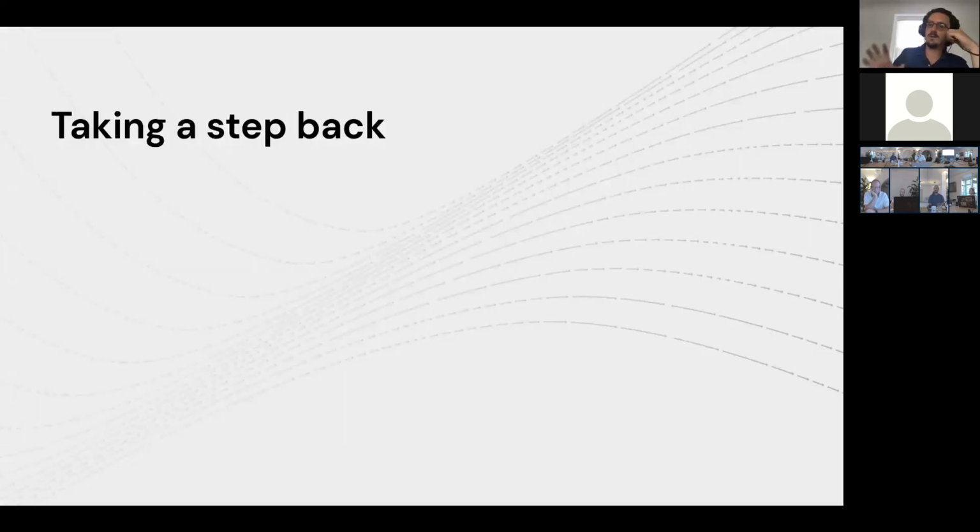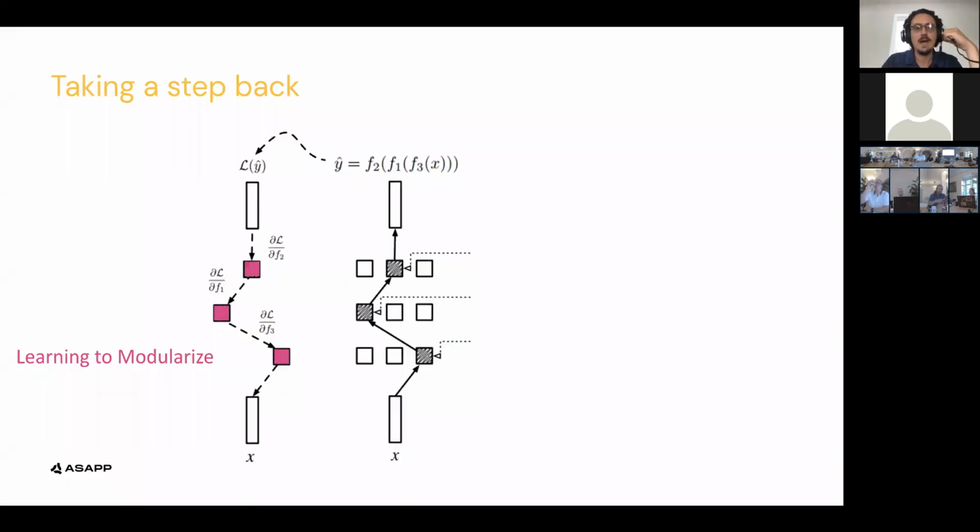And this is now the part, so until here it was mostly, and by the way, please interrupt me if anything is unclear. Now that I have explained how routing, this particular approach that I have been favoring for a while, works, I now want to take a step back and think about what is actually involved in this process. And the first here is what I call learning to modularize.